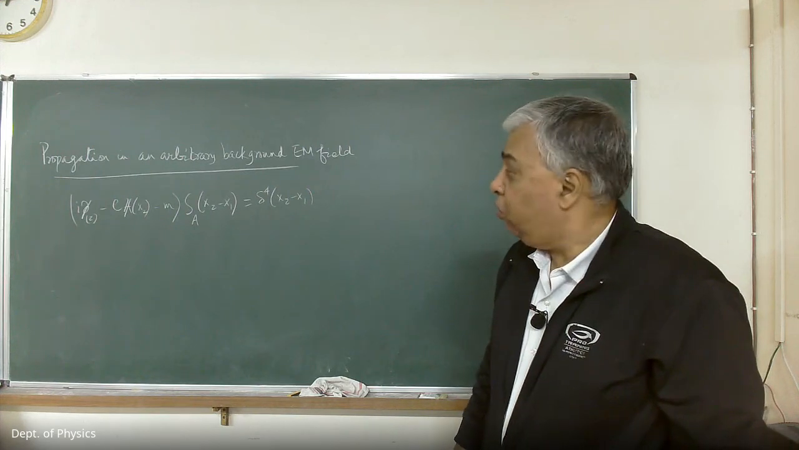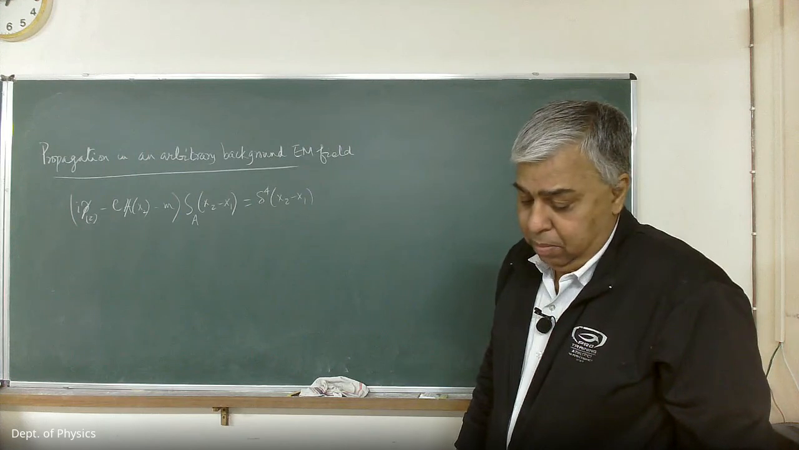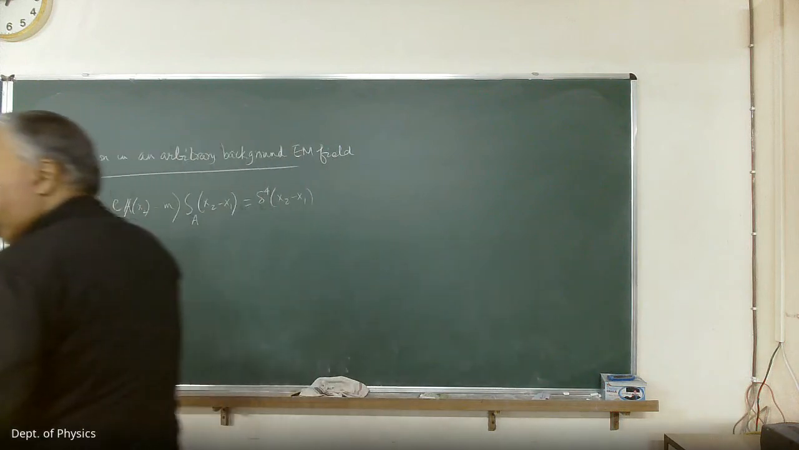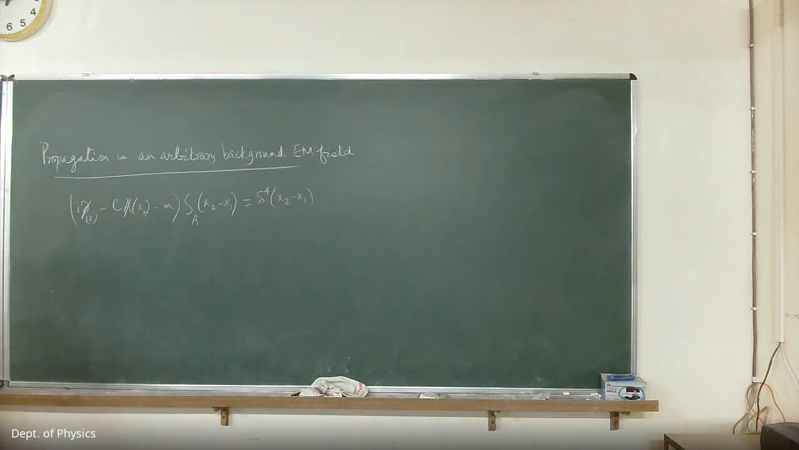So what do I do? I multiply both sides by SF, the exact Green's function, the free particle Green's function that I have denoted SF, SF(x3 minus x2), minus x1, and integrate over x2.